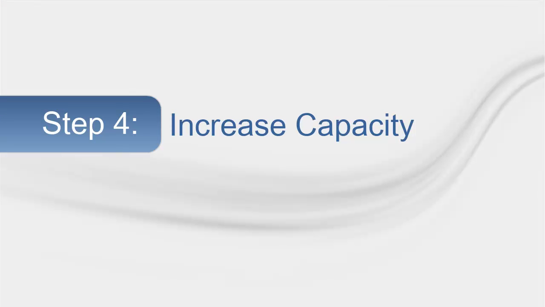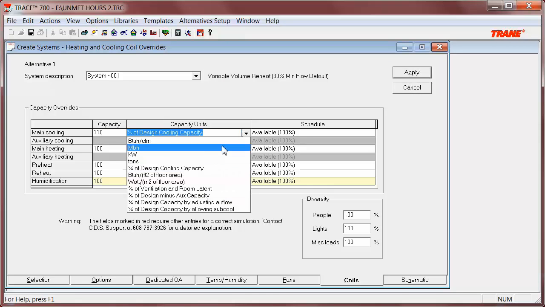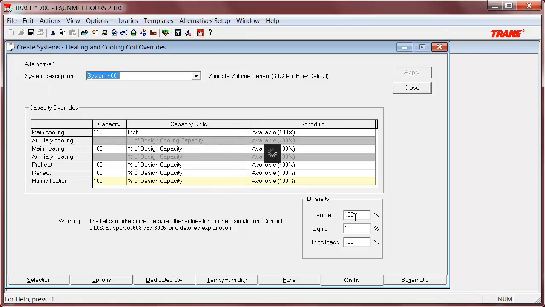Another option to consider is increasing the system coil capacities to help reduce the unmet load hours. This should be carefully considered as it will impact the overall size of your system. The system coil capacities can be increased in Create Systems on the Coils tab. These coil capacities are automatically carried over to the plants that they are assigned to, thus increasing the plant size. The coil size can either be increased by a percent design capacity or can have an actual capacity unit specified.